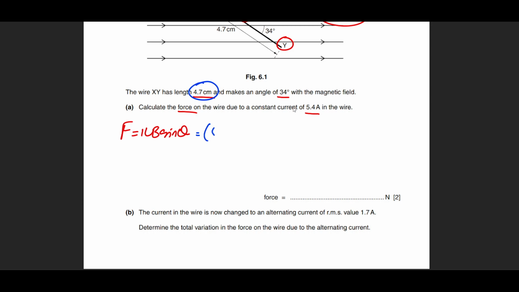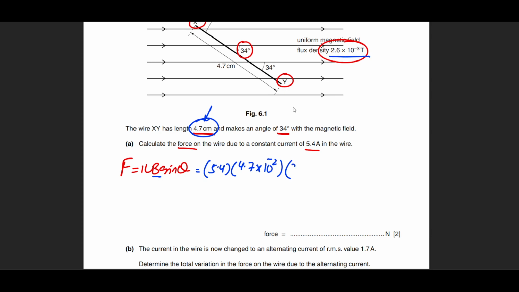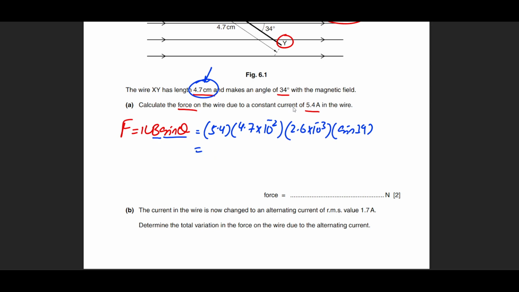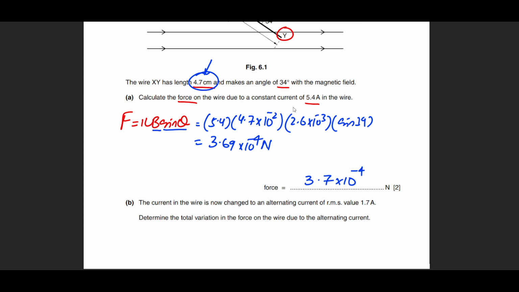So current is 5.4. I'm going to write down 5.4. Then the length is given as 4.7, so 4.7 using prefixes. Centi has been converted by using a power of -2. Then we have the magnetic flux density, which is 2.6 into 10 raised to the power -3, multiplied by sine theta, which is the angle between them, which is 34. So sine 34. When you put in these values, you're going to get an answer of 3.69 into 10 raised to the power -4 newtons. Since our answers are in two significant figures, I will write down 3.7 into 10 to the power -4.